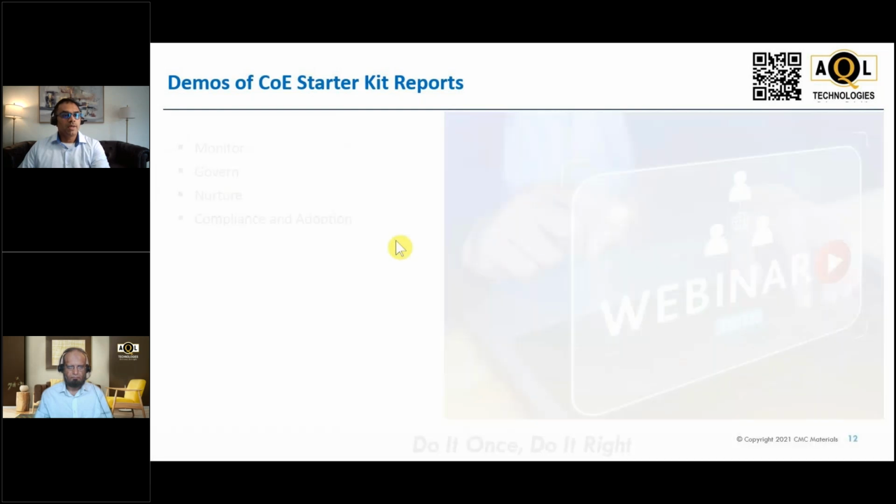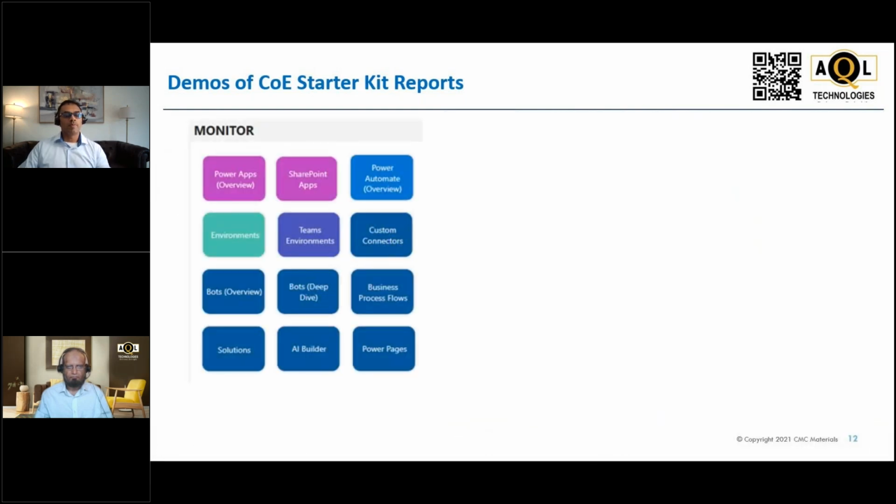So the CoE Starter Kit reports are categorized into monitor, govern, nurture, compliance, and adoption. In the first demo, Aziz will explore the monitor section of the CoE Starter Kit Power BI dashboard. Here you can easily review critical details such as your apps, flows, connectors across your entire organization and specific areas. Additionally, you can delve deeper by filtering and drilling down into data such as department usage, connector utilization, and premium feature adoption.